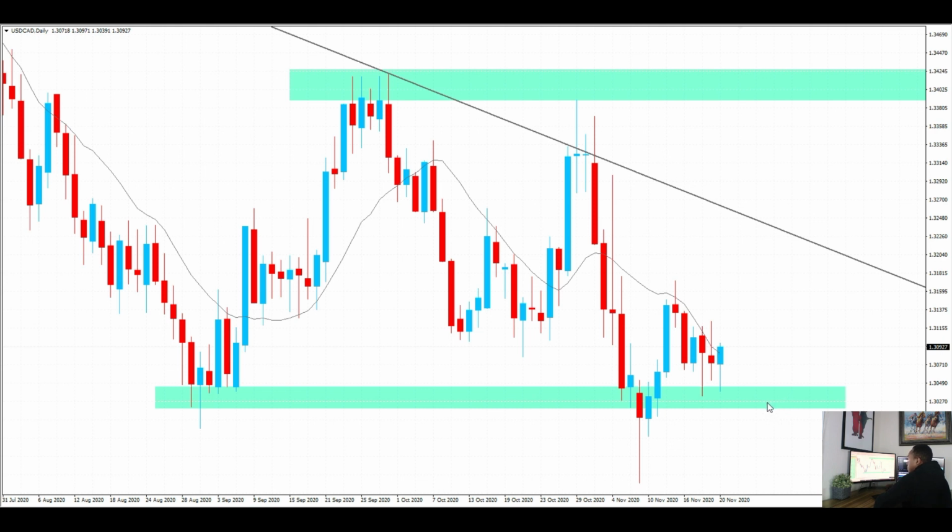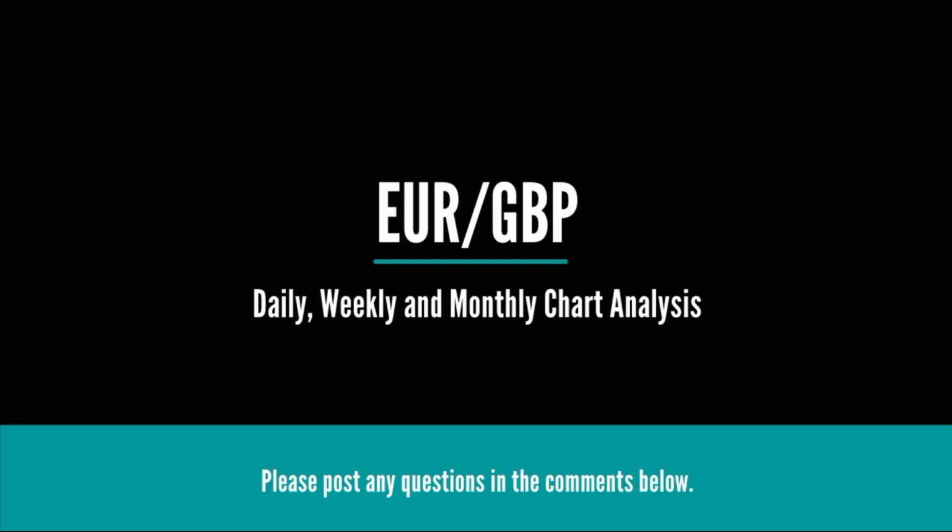Only looking for longs for USD CAD for next week, and possibly go and test that trend line that we have on the daily chart. Up next is Euro GBP.